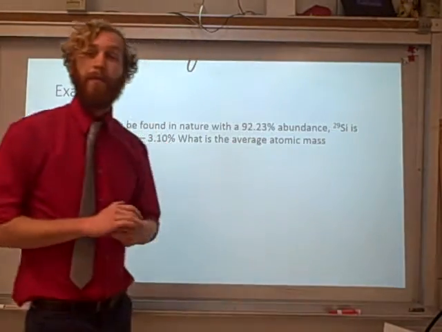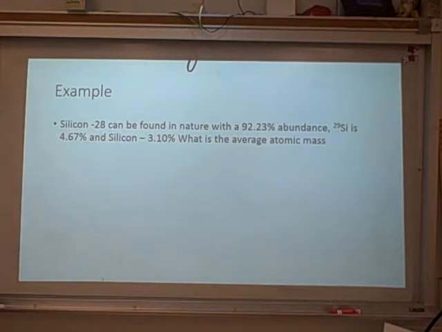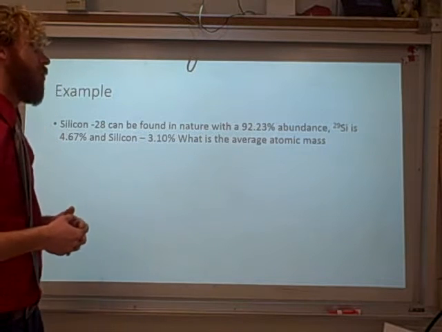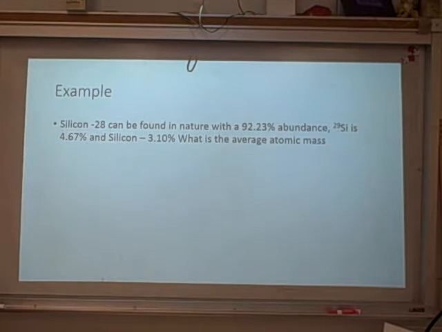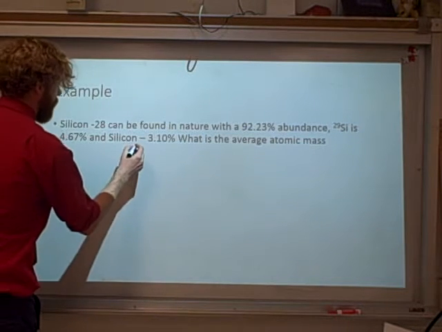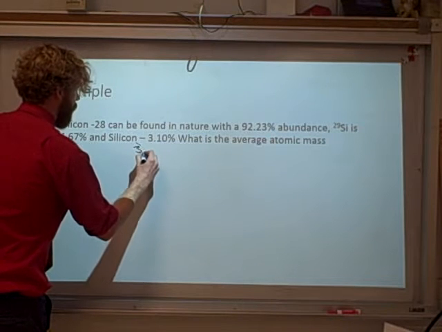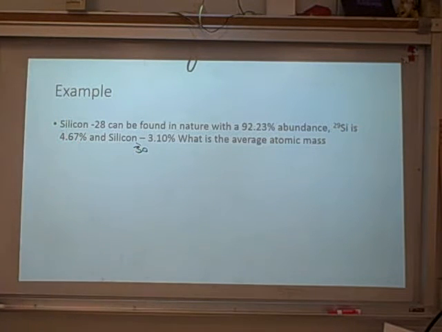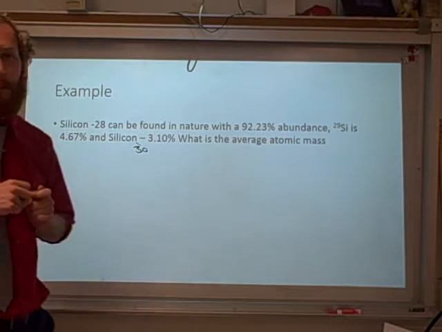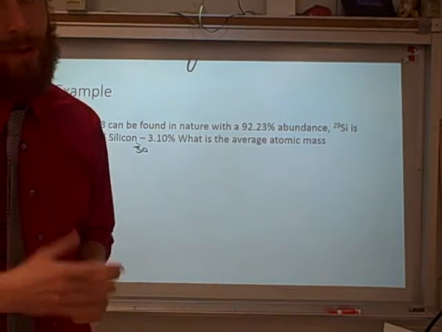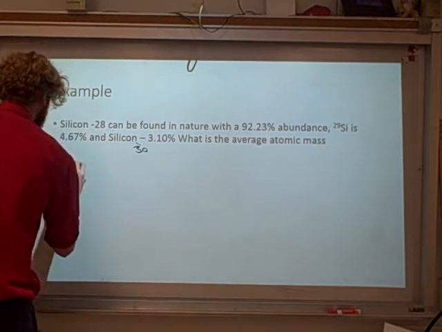So let's do an example. First example: silicon-28 can be found in nature with a 92.23% abundance. Si-29 is 4.67%, and silicon-30, I should say it, 30 if you guys would add this, silicon-30 is 3.10%. What is the average atomic mass? The first thing we always have to do is write down our givens.